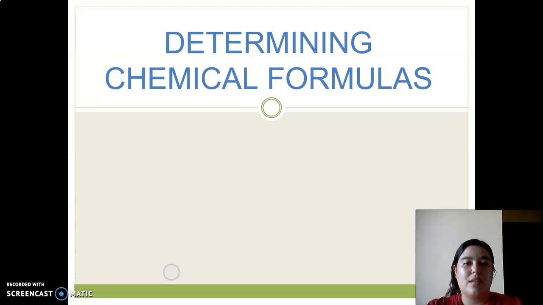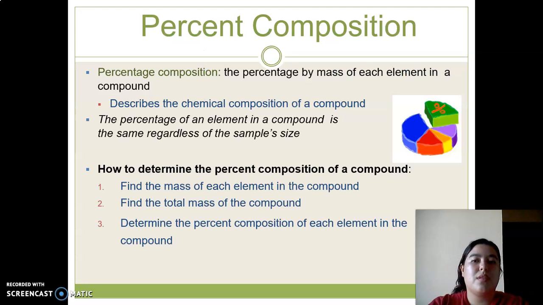Okay, so continue with the topic. This week we are going to learn about determining chemical formulas. So percentage composition by mass of each element in a compound describes the chemical composition of a compound. The percentage of an element in a compound is the same regardless of the sample size.